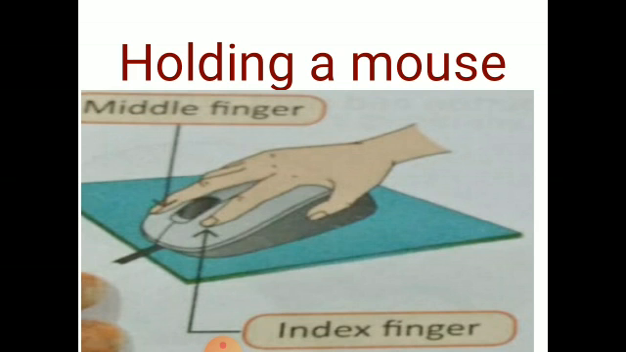First, place your palm on the mouse to hold it. The index finger should be kept on the left button and the middle finger on the right button. As you see in this picture, always place your palm on the mouse to hold it, and your first finger, meaning the index finger, should be kept on the left button and the middle finger should be kept on the right button. Clear?